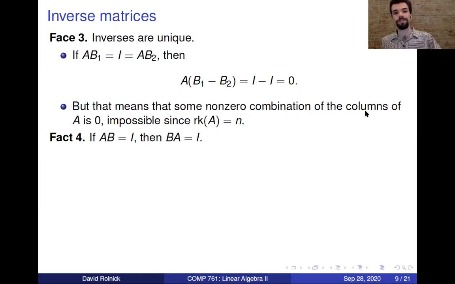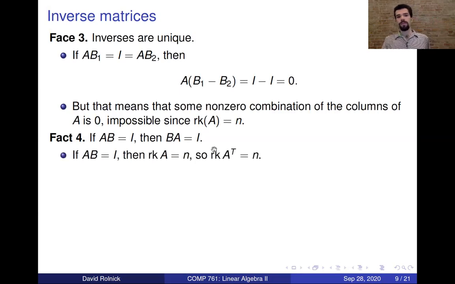And finally, the final fact. If you have a right inverse, then that is also a left inverse, i.e. if A times B is equal to the identity, then B times A is also equal to the identity. So let's prove this. Now we know that if AB equals the identity, A is invertible, so the rank is equal to n. And that means the rank of its transpose is also equal to n, because column rank and row rank are just the same thing.